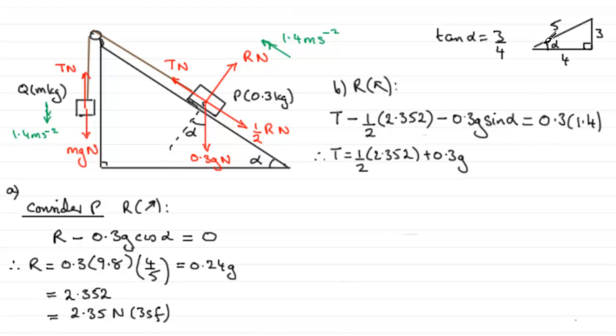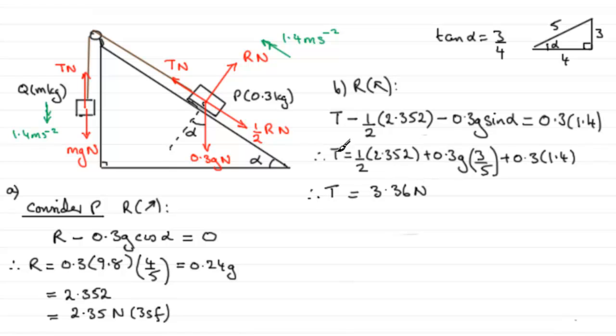The sine alpha is opposite over hypotenuse, so that's going to be 3/5. So 0.3g times 3/5, and then we've got plus 0.3 multiplied by 1.4. If you work this out on your calculator, taking g to be 9.8, you'll find that T turns out to be exactly 3.36 newtons.